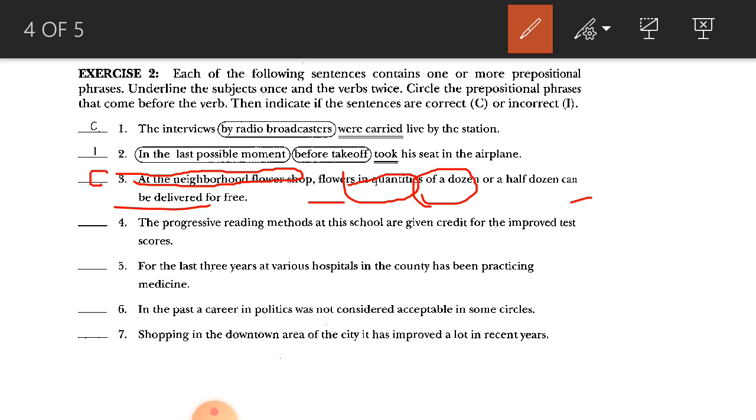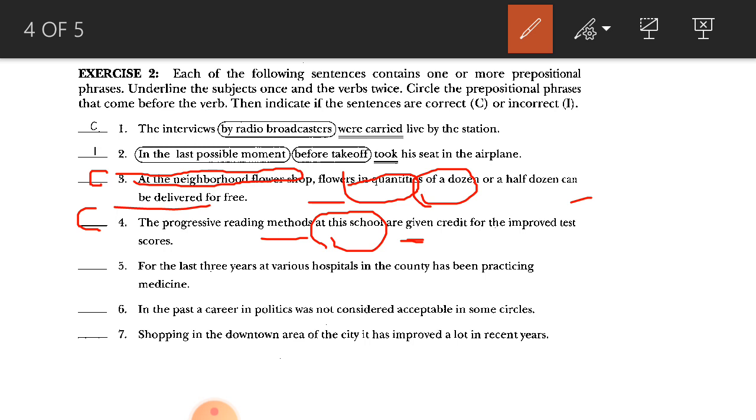Number 4. The progressive reading methods at this school are given credit for the improved test scores. The progressive reading methods, here it's the subject. At this school is a prepositional phrase. Are given is the verb in the sentence. So this sentence is correct. And also we have another prepositional phrase at the end of the sentence, for the improved test scores.